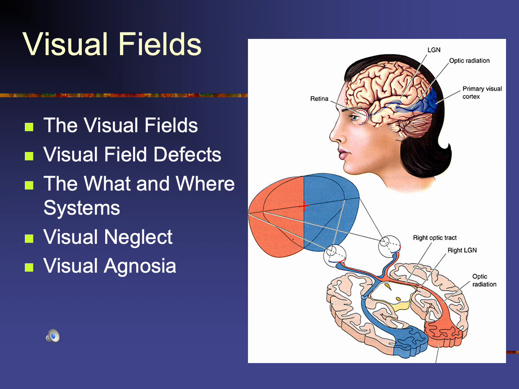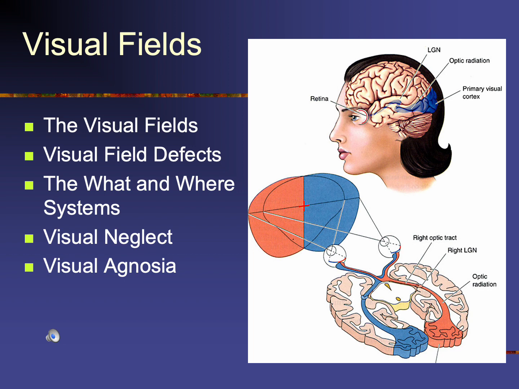Now we're going to examine some other aspects of vision and go into more detail, especially in terms of form perception. We're going to go through the visual fields and what they are, visual field defects, the what and the where systems in the brain, the clinical phenomenon of visual neglect and the clinical phenomenon of visual agnosia. These represent impairments or disorders of vision that have helped us understand how vision itself works.